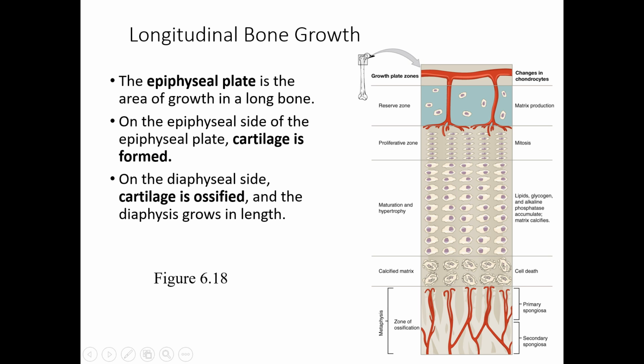So on the epiphyseal side of the bone right here, cartilage is formed. On the other side, on the diaphyseal side, cartilage is ossified. It means cartilage dies and becomes bone. So the diaphysis, the middle portion of the bone, is growing in length.